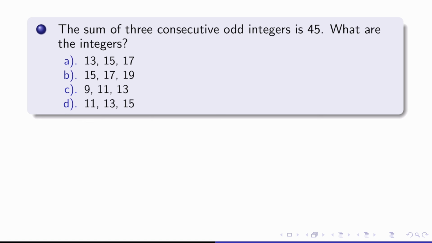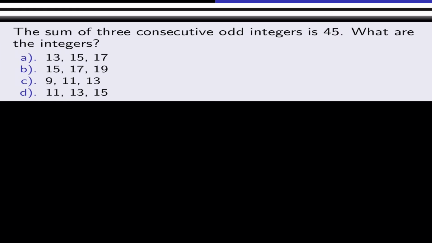With our next question, we have the sum of three consecutive odd numbers is 45. What are the integers? With this question also, it looks like the other question that we just solved. So now here we have to know what an odd number is. Now an odd number is any number that can be expressed in the form of 2k plus 1, where k is an integer, right? So now here we have the sum of three consecutive odd numbers.